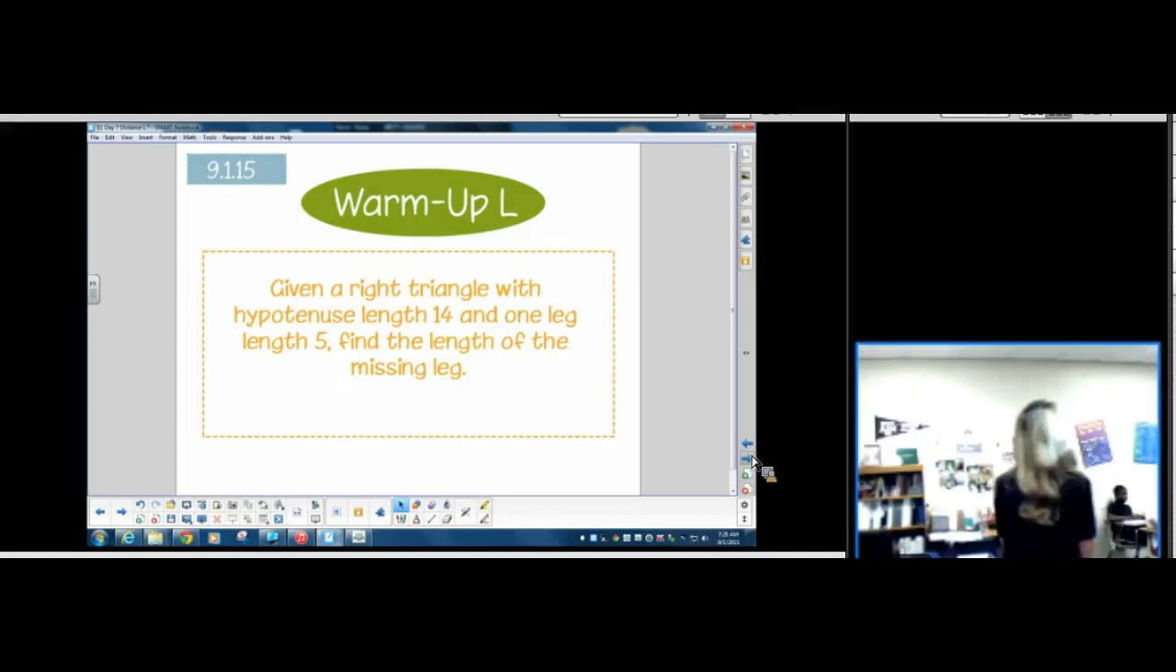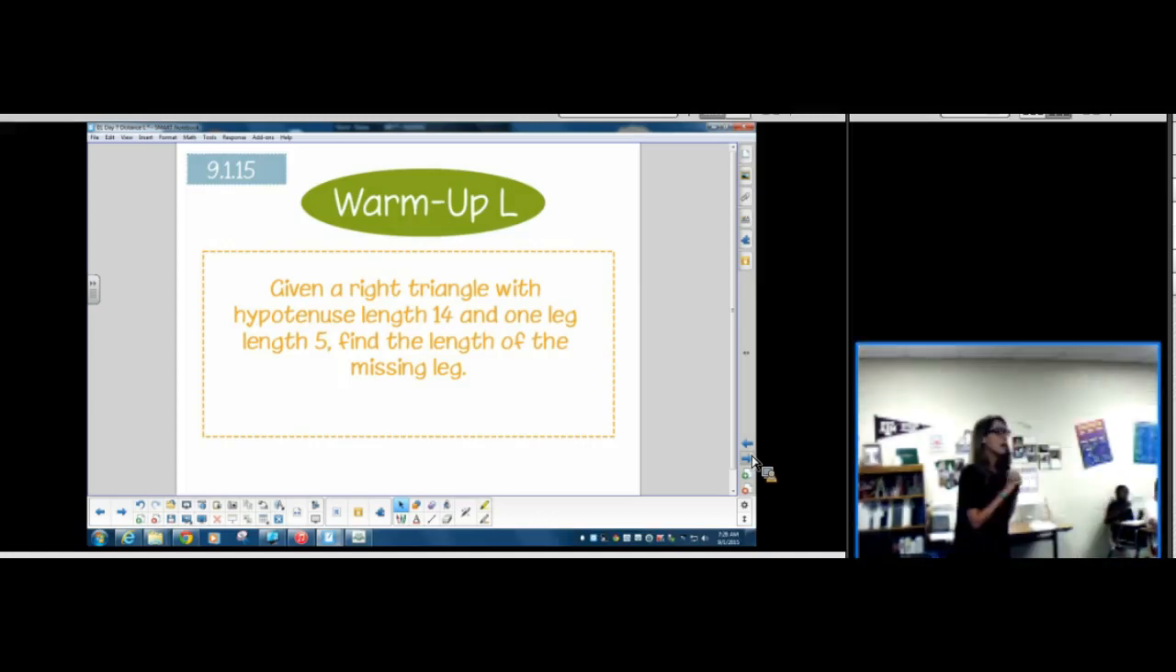So we learned yesterday that there is a theorem that lets us solve for missing sides of triangles. But what kind of triangle does it have to be? Right. It has to be a right triangle. No right triangle, no Pythagorean theorem. So this says, given a right triangle.